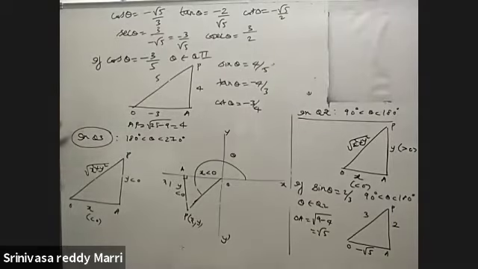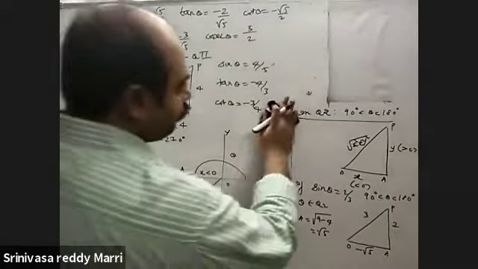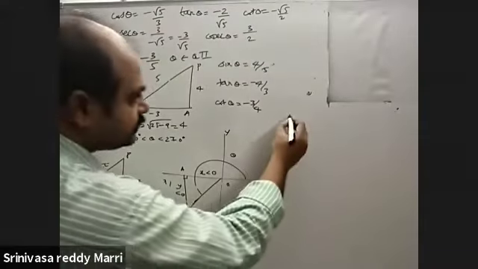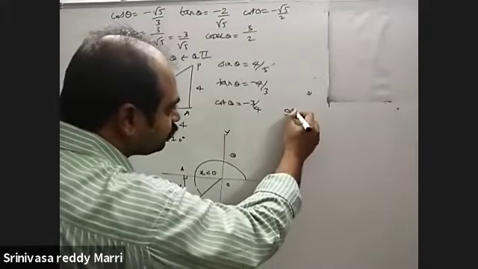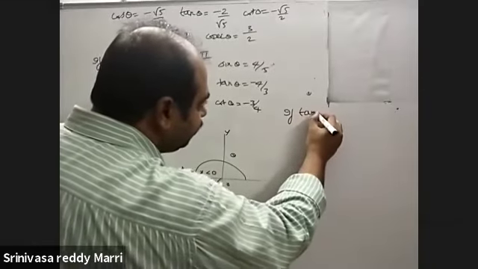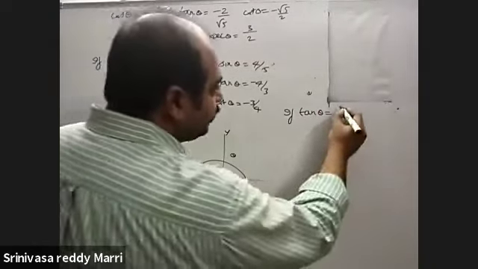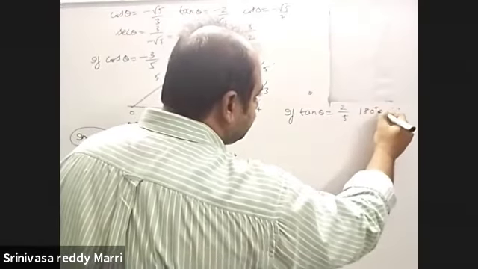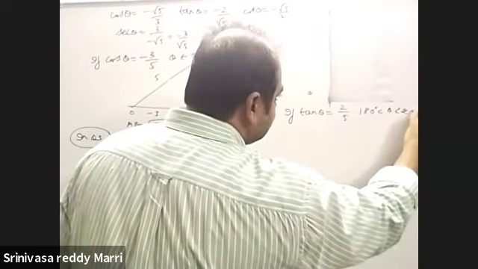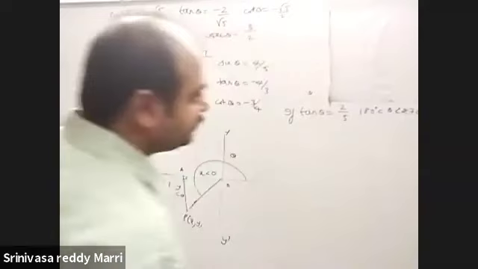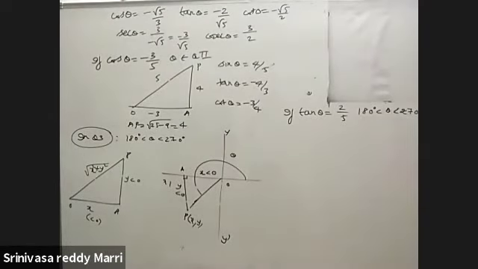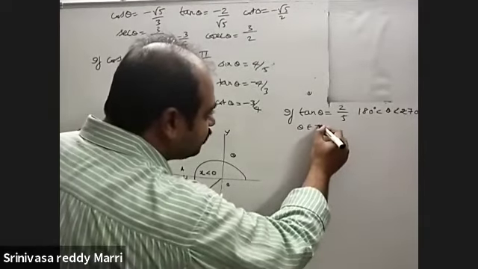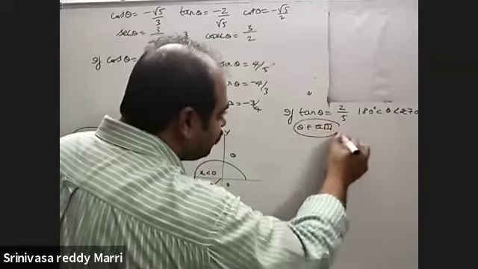Look, suppose for example, here I am writing an example. Suppose tan theta equal to 2 by 5, given that 180 degrees less than theta less than 270 degrees. You have to find the remaining trigonometric ratios. So clearly theta is in which quadrant? Third quadrant. You have to decide which quadrant it is.